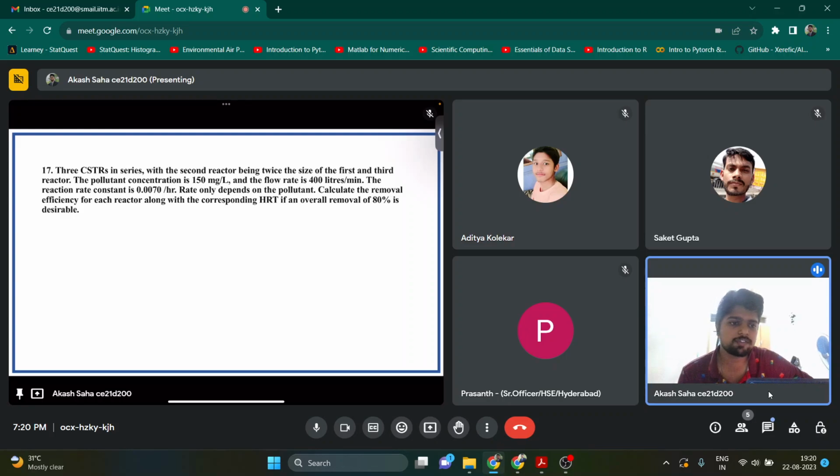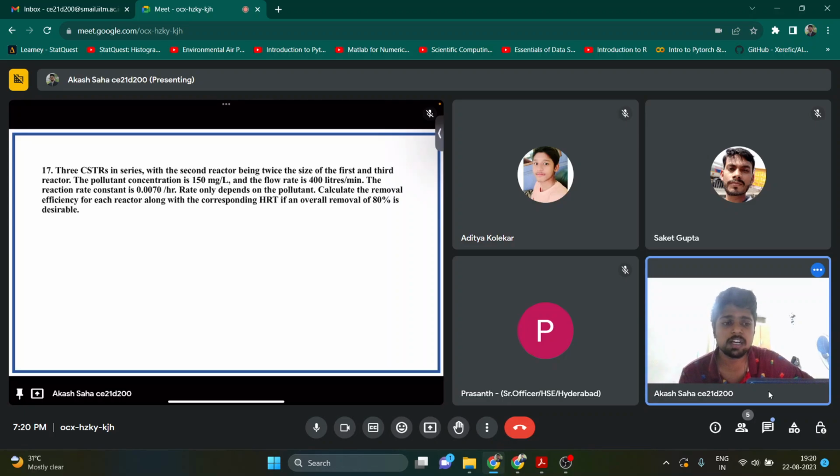Okay, so we have 3 CSTR reactors here in series, where the second reactor is twice the size of the first and the third reactor. So my first and the third reactor are identical, and the second reactor is 2 times of them. And we have all the concentrations, rate constants, and the flow rate given.